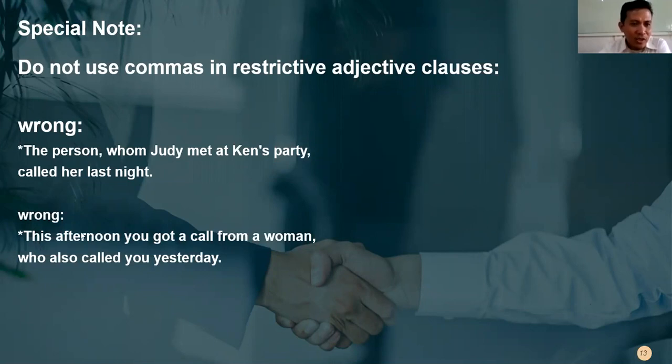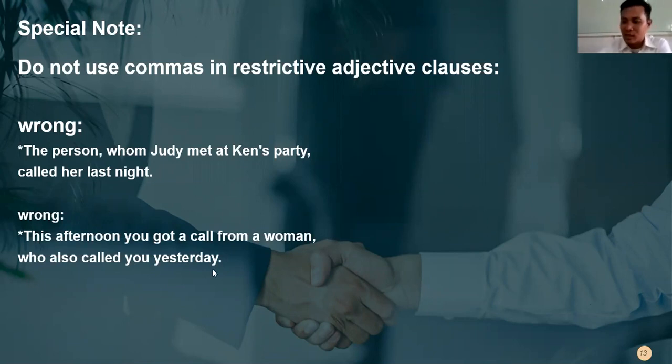Okay. Also this one. This afternoon you got a call from a woman who also called you yesterday. If I say "this afternoon you got a call from a woman," there are many women. Who is the woman? Then you give an explanation, who also called you yesterday. So do you need a comma here or not? No, sir. We don't need a comma here.